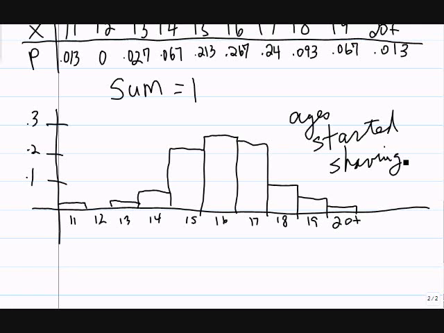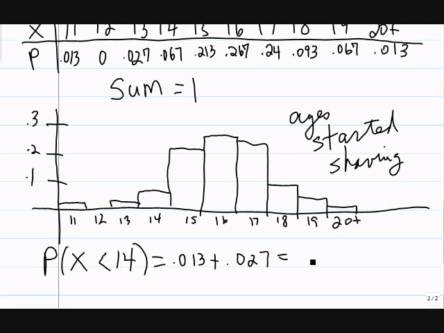Okay. So now I'll ask some questions. What's the probability that one of these students started shaving before they were 14 years old? So I'm going to ask that as the probability that X is less than 14. So 0.013 plus 0 plus 0.027 is exactly, okay, 4% of them started shaving before they were 14.